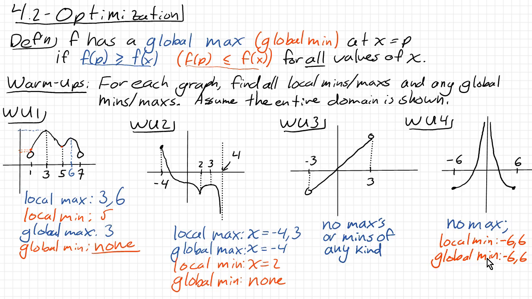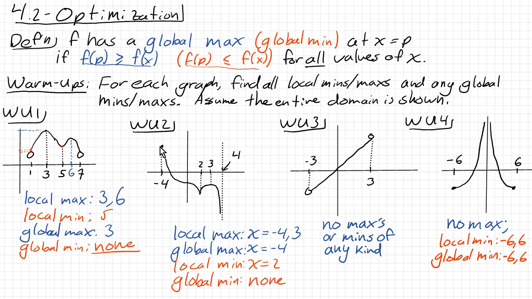So with warm-up number 2, there's a local maximum at x equals -4. That y coordinate there is higher than other y coordinates around it. And also at x equals 3, where it has that little peak there. That's a point where the derivative is 0, actually. Whereas -4 is an endpoint.